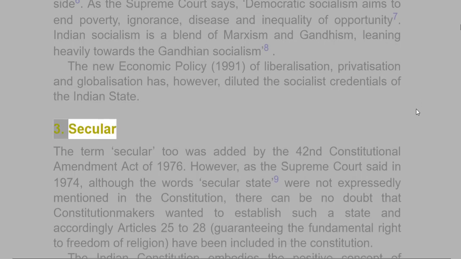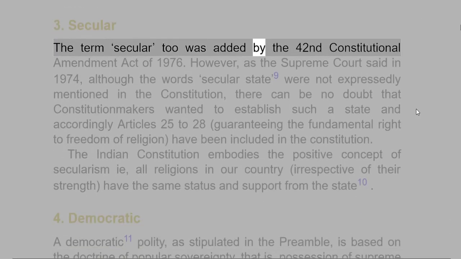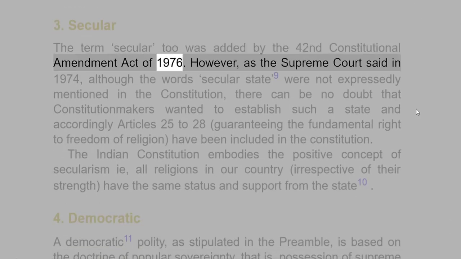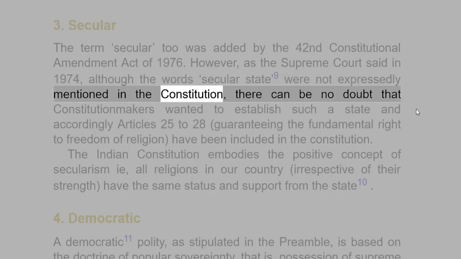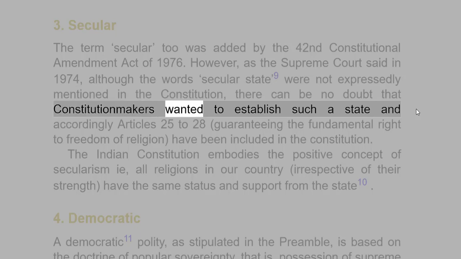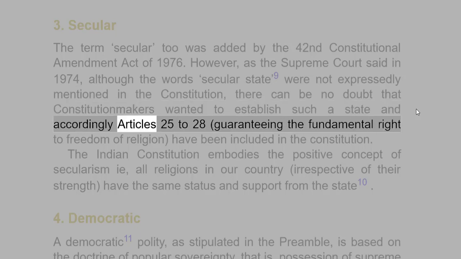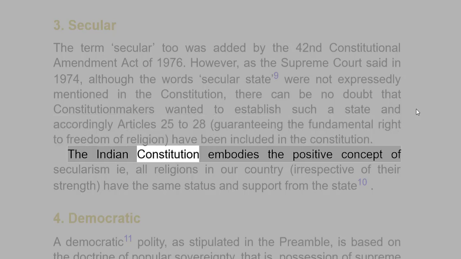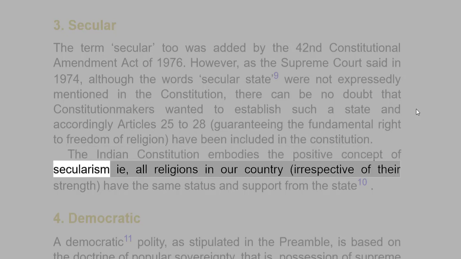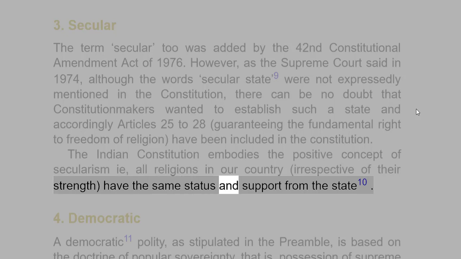Three, secular. The term secular too was added by the 42nd Constitutional Amendment Act of 1976. However, as the Supreme Court said in 1974, although the words secular state were not expressly mentioned in the Constitution, there can be no doubt that the constitution makers wanted to establish such a state, and accordingly Articles 25 to 28, guaranteeing the fundamental right to freedom of religion, have been included in the Constitution. The Indian Constitution embodies the positive concept of secularism, that is, all religions in our country, irrespective of their strength, have the same status and support from the state.